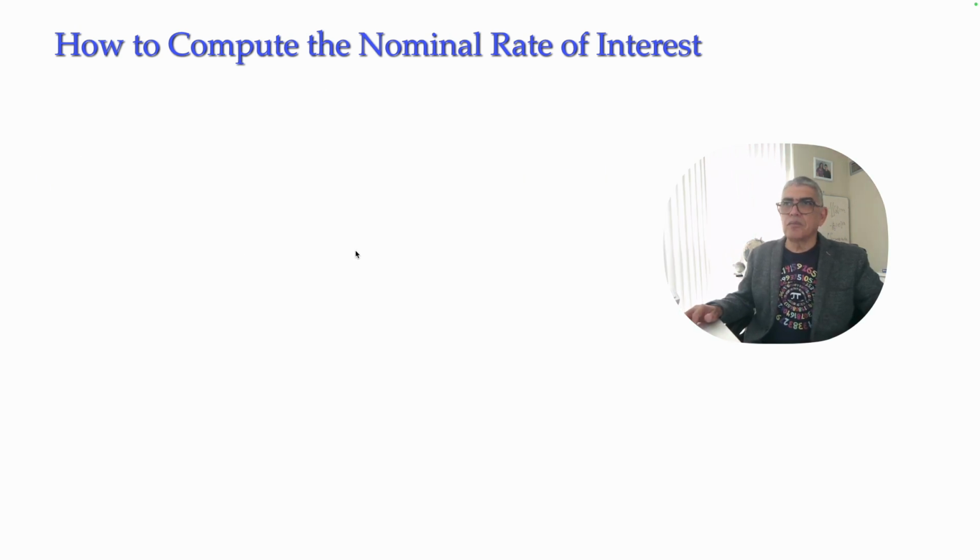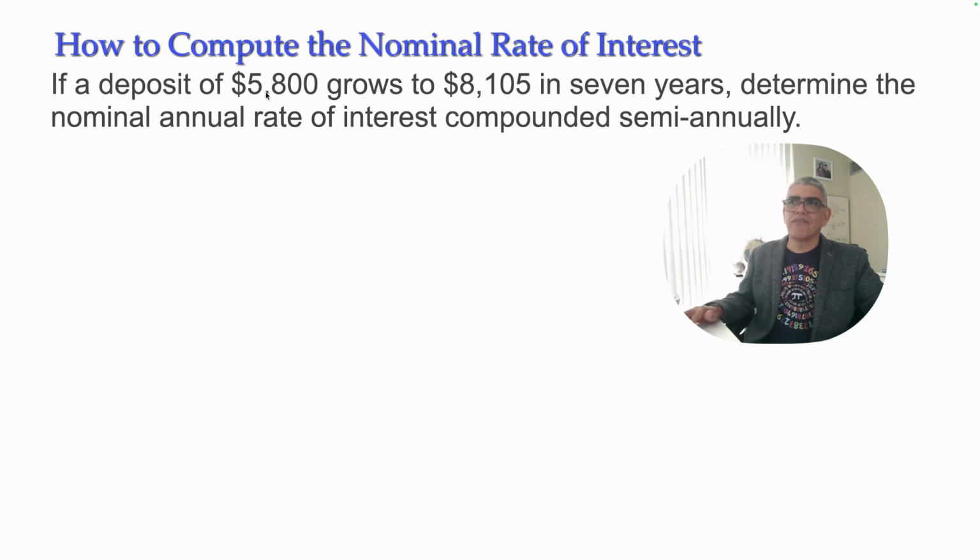The new example will be this. If a deposit of 5,800 grows to 8,105 in 7 years, determine the nominal annual rate of interest compounded semi-annually.